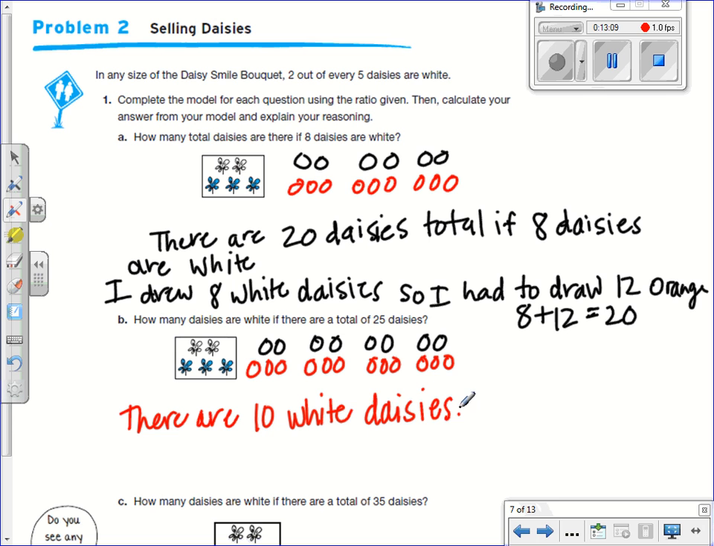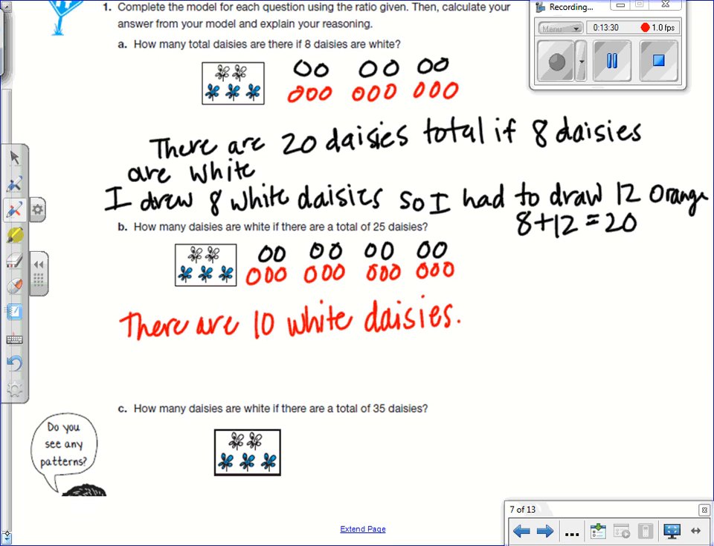Because I know that the ratio of white to orange is 2 to 3. I know there are 5 total. So I'm going to have 5 sets total to make 25 daisies. And then 2 out of every 5 have to be white. So then I just count them. You want to explain that in words.